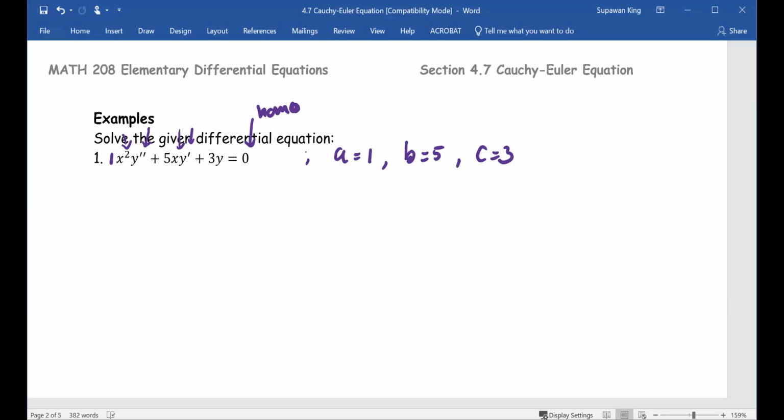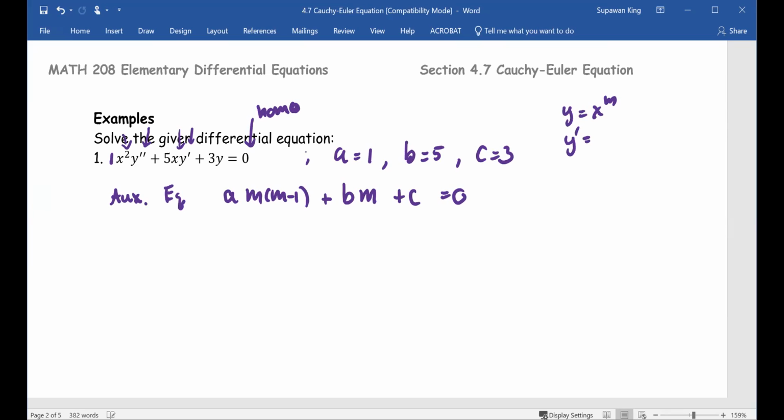Okay, to find the solution, it's going to be the solution yc. The auxiliary equation is a times m times m minus 1 plus b times m plus c equals 0, because if your solution y equals x to the m, y prime is m x to the m minus 1, and y double prime is m times m minus 1 times x to the m minus 2 power. So you can see for the second order, you have coefficient m times m minus 1. For first order, you have m. Okay, this is the setup to find the solution.